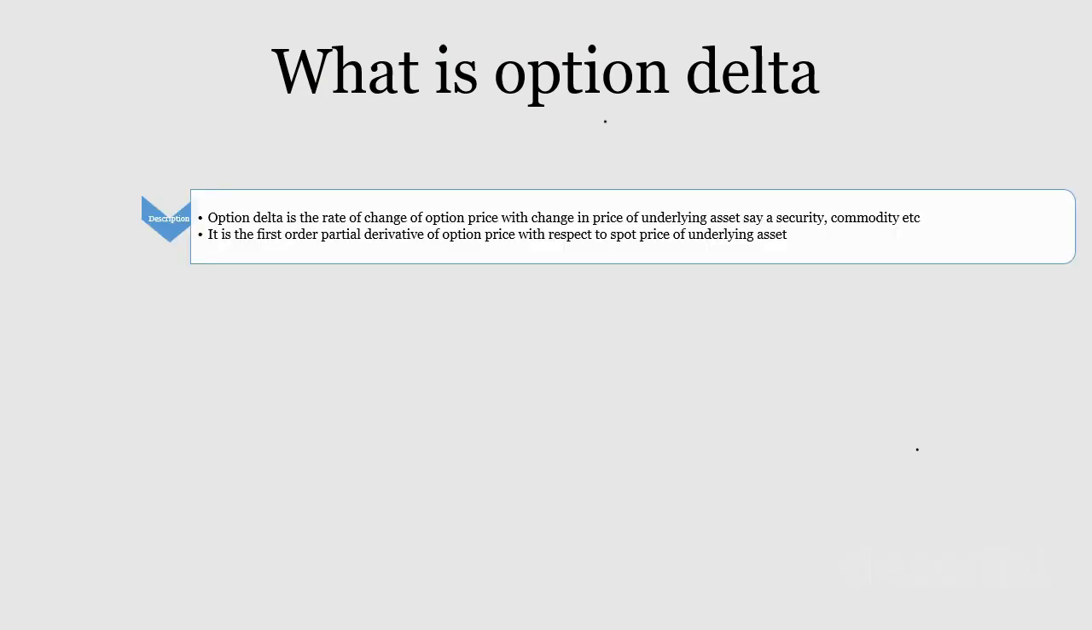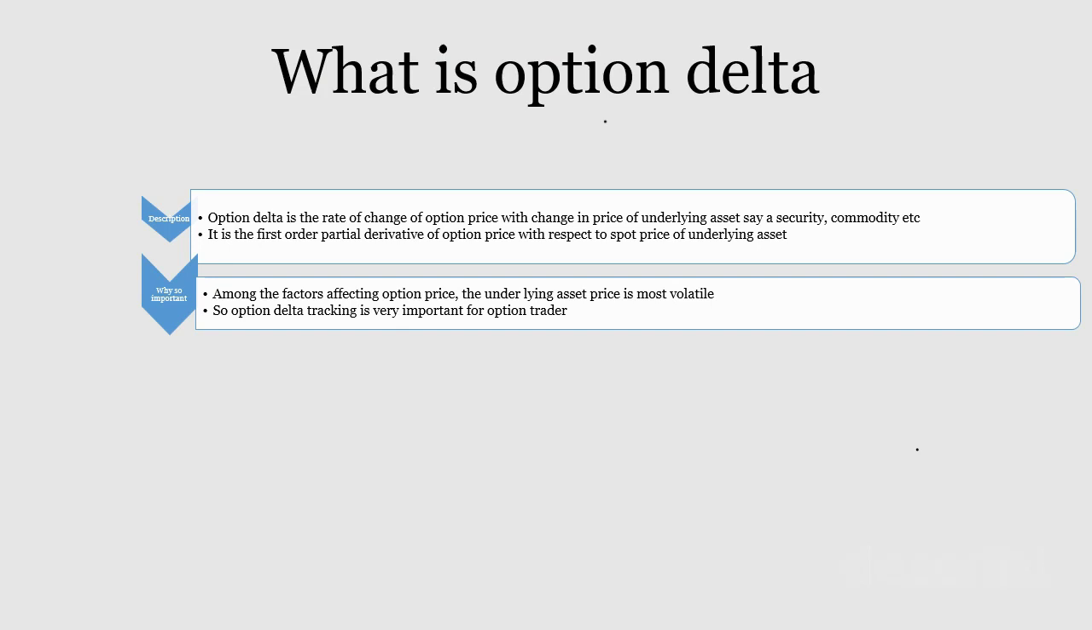The question that comes to mind is, what is option delta? Option delta is the rate of change of a call price or a put price with change in price of the underlying asset, say a security, commodity, or an exchange. It is the first order partial derivative of option price with respect to spot price of the underlying asset. Among the factors affecting option price, the underlying asset price is the most volatile. So option delta tracking is very important for an option trader.